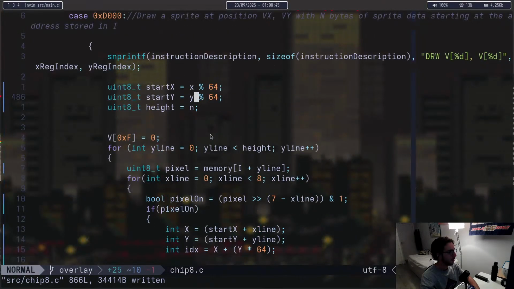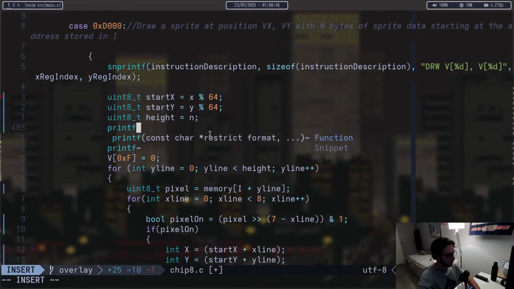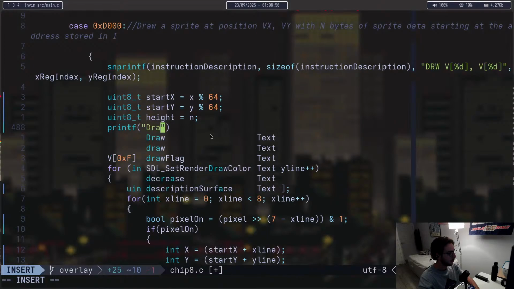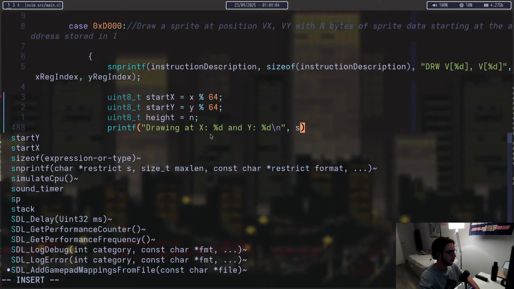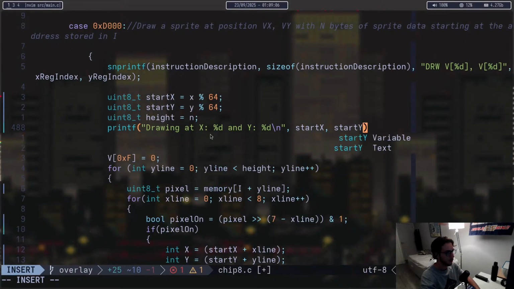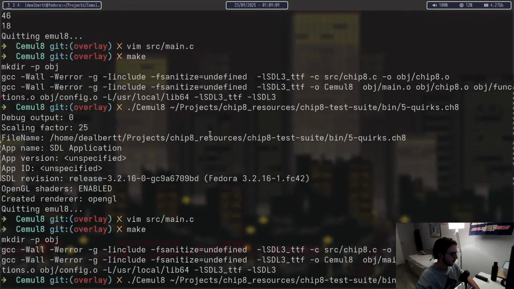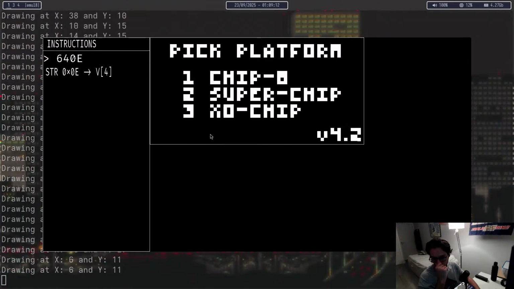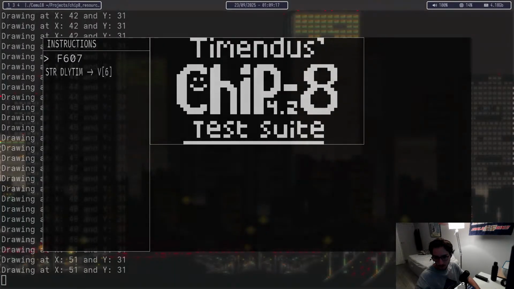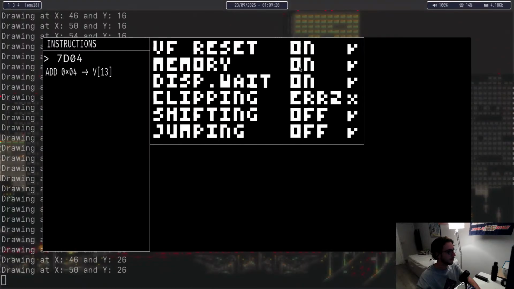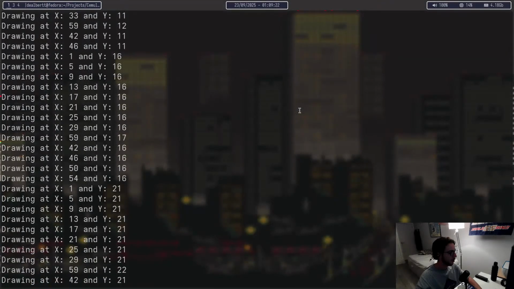Okay, so let's just do something here. Let me just print the drawing at x and y. This would be start x, start y. This is where an overlay would come in handy. Yeah, I mean, to see the terminal's attempt to draw location at each step. Shit.